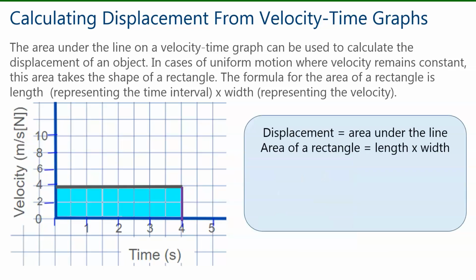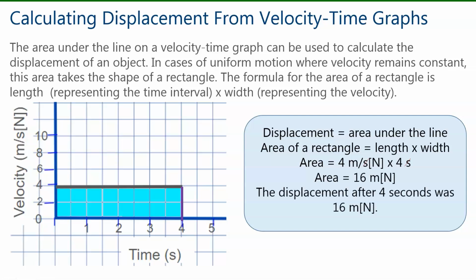Remember that area of a rectangle is equal to length times width. So the length of this rectangle is 4 meters per second north, and the width of this rectangle is 4 seconds. Seconds cancel out, and then we're left with an area of 16 meters north. That is the displacement. The displacement after 4 seconds was 16 meters north.